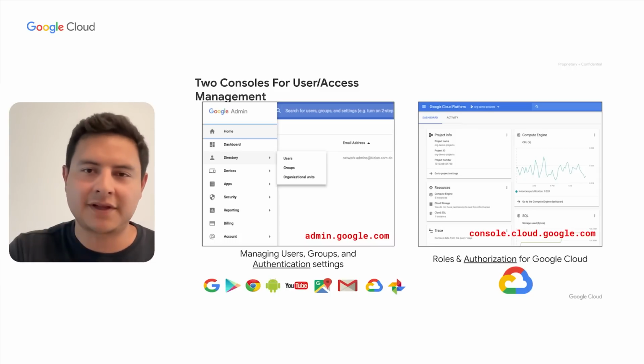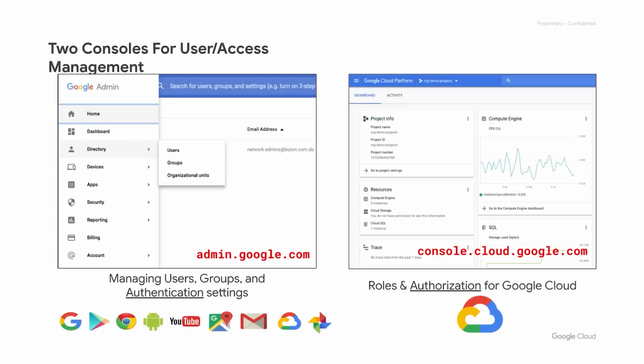Now, the other side of the coin is console.cloud.google.com. This is specifically for your Google Cloud Platform's resources. So anything that has to do with your roles and authorization within the platform has to be managed through here. So I'll give you an example. You can create a user within Google Admin, and then that Google Admin user, you can add it within Cloud IAM on GCP. And I'll give a quick example of that in a minute.